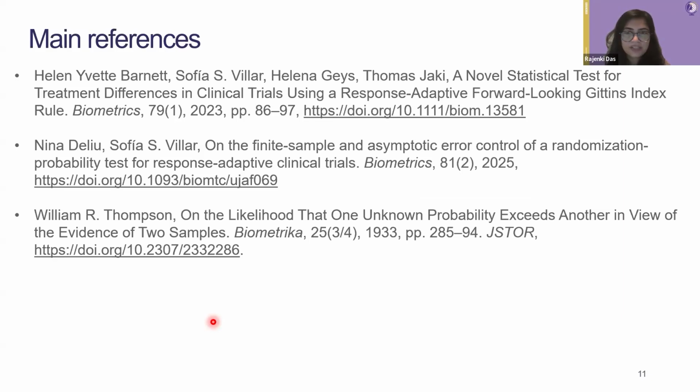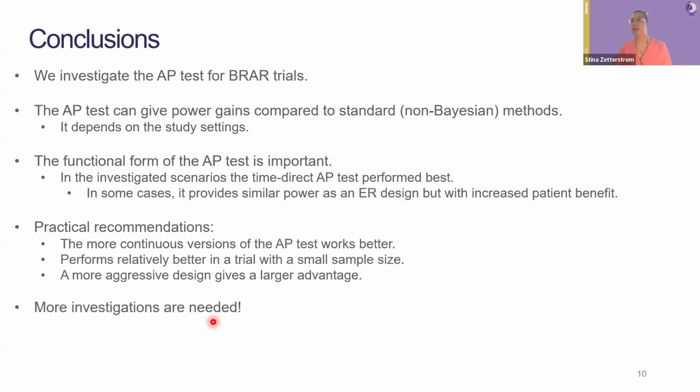So before we have any questions, Stina, can I ask you, you considered binary outcomes. So does the AP test work for non-binary outcomes? Yes, because the test statistic is only based on the allocation probabilities. The test will work for any type of outcome as long as you can calculate allocation probabilities.